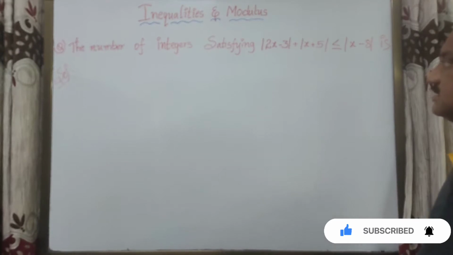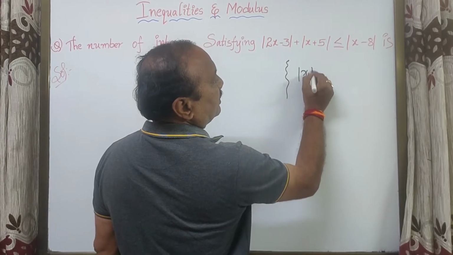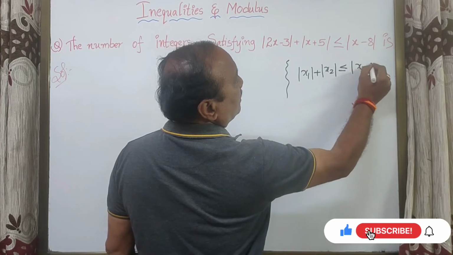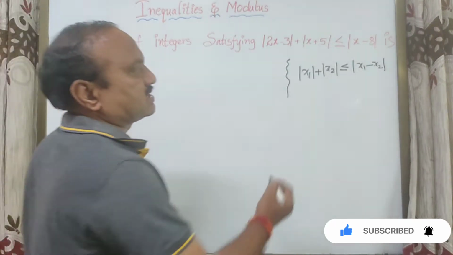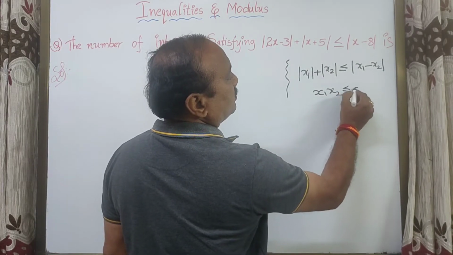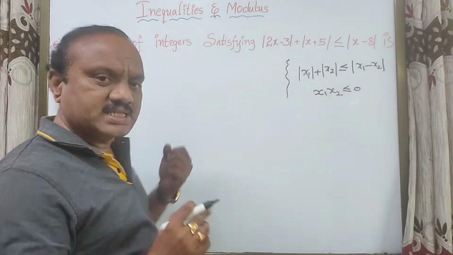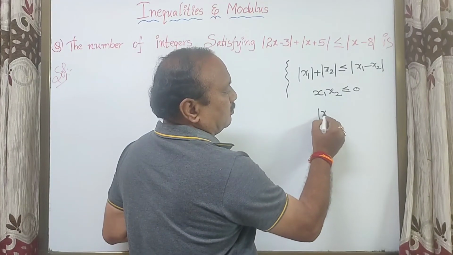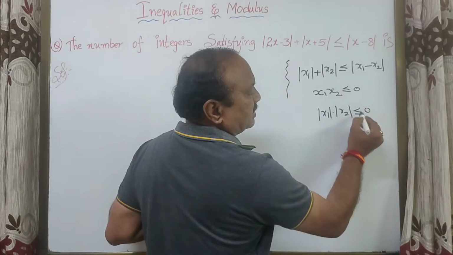Dear students, if you have a shortcut point like |x1| + |x2| ≤ |x1 - x2|, squaring on both sides, we get x1·x2 ≤ 0. Bring terms to this side. Finally, please remember this point. Generally, |x1|·|x2| less than 0 or less than or equal to 0.